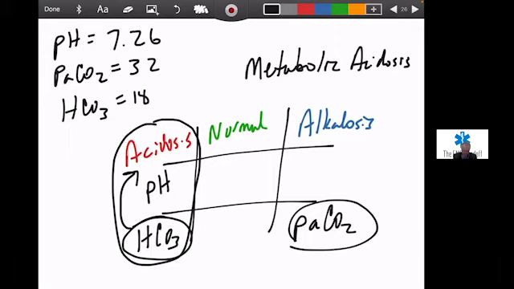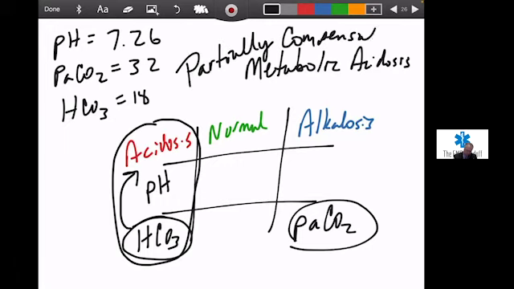It's going to want to pull that pH back. So because the pH is not back in the normal range, it's not fully compensated. So that means that this is partially compensated metabolic acidosis. Or you could say metabolic acidosis, partially compensated.